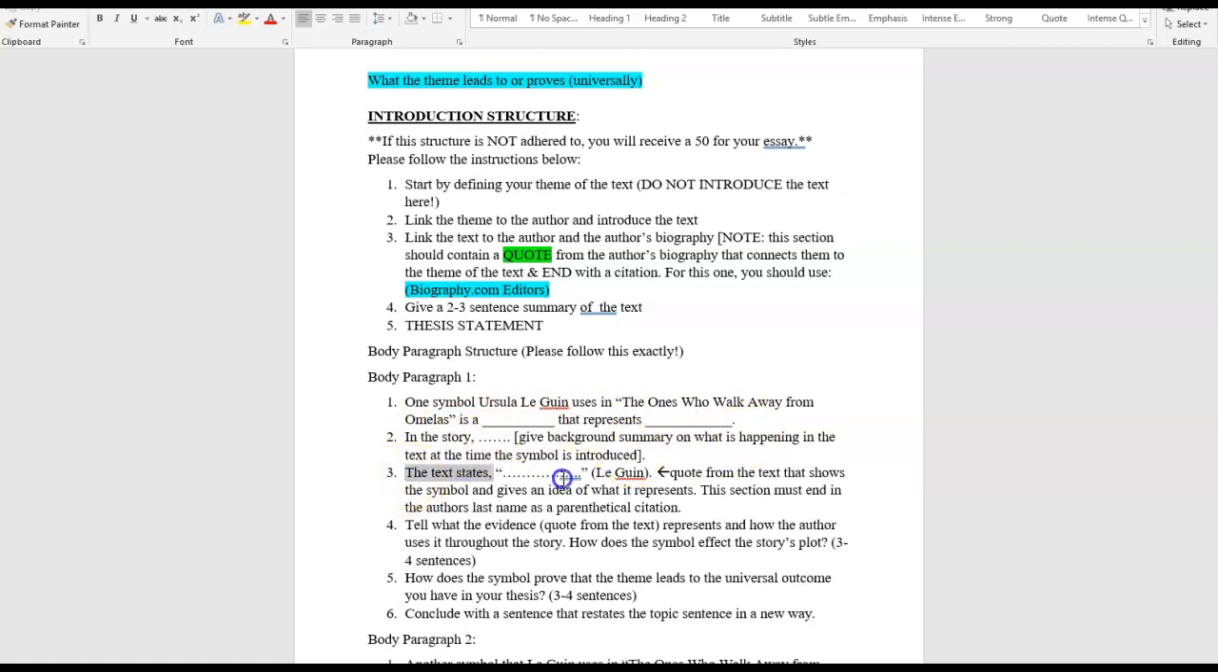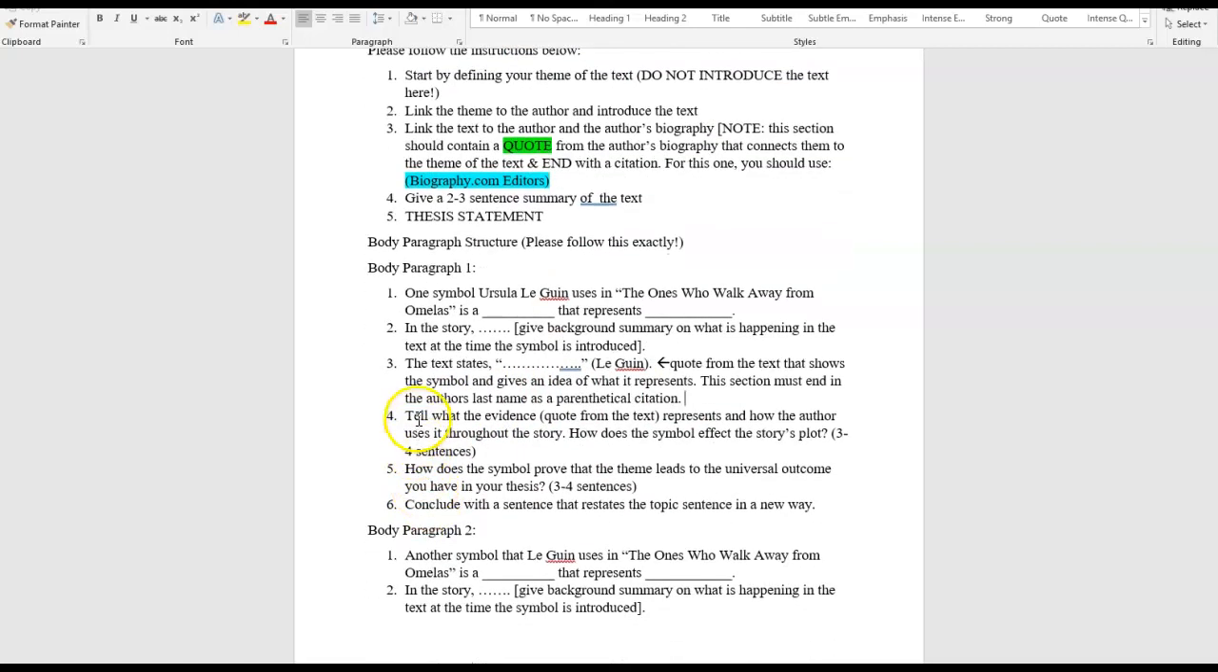Number 3, the text states, give the quote from the text that shows the symbol and gives an idea of what it represents. This section must end in the author's last name as a parenthetical citation. Number 4, tell what the evidence, the quote from the text represents and how the author uses it throughout the story. How does the symbol affect the story's plot? This section should be 3 to 4 sentences.